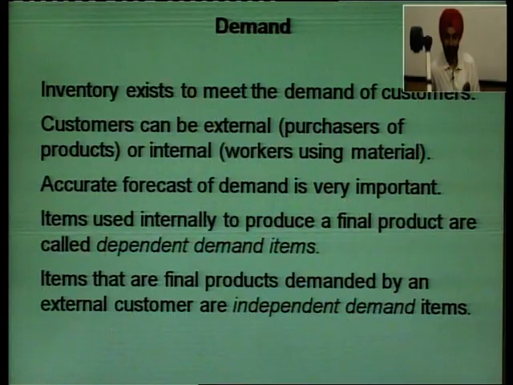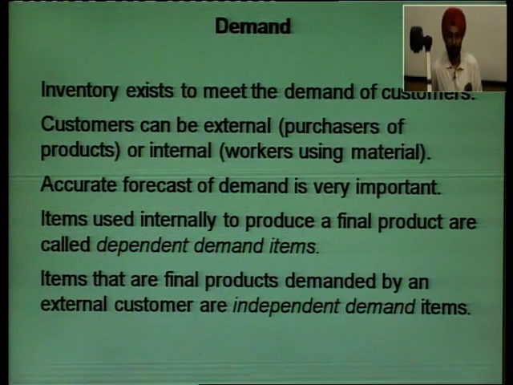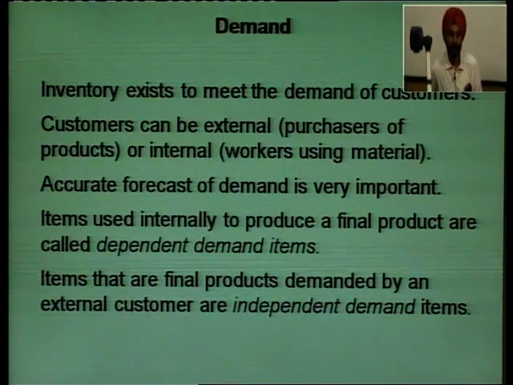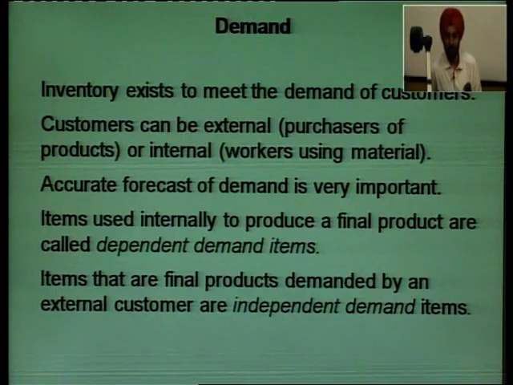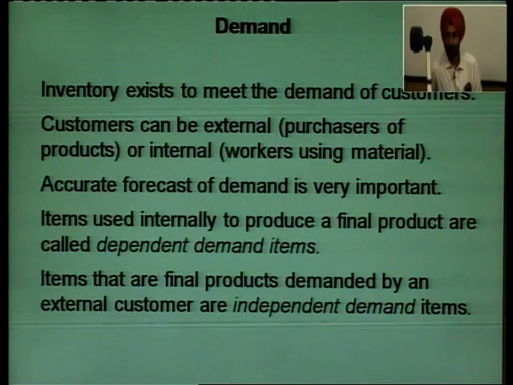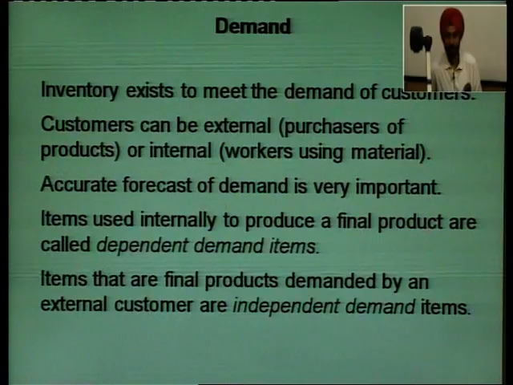Now, another important thing is why at all we need inventory. Inventory basically exists to meet the demand of customers, that is future oriented, it is a future demand. And these customers can be both external as well as internal. Okay. External means those who are buying our finished product, and at the same time our internal customers are the production department people, workers there who are using that material.